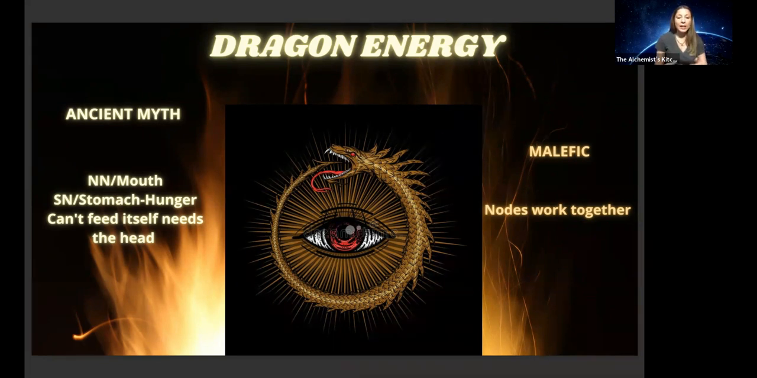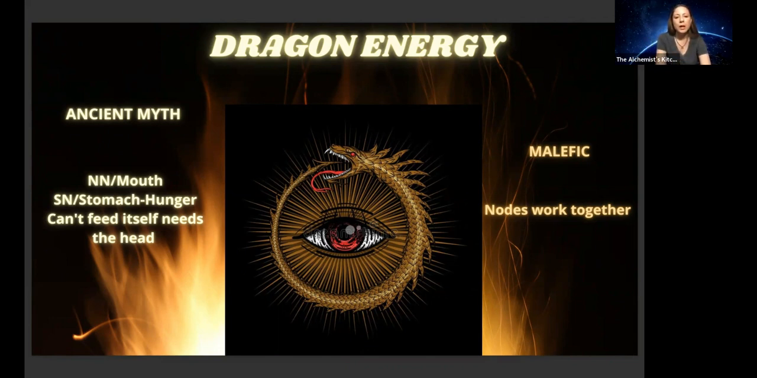And the dragon is eternally chasing its tail in order to unify with itself. So that is kind of how we have to think about the nodal axis in terms of when we come into this lifetime. There's sort of a disconnect. And I'll obviously explain that more.